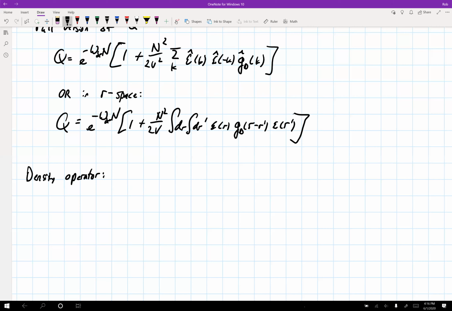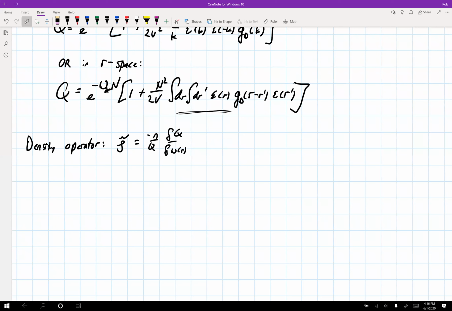Right, this thing comes out to be like our rho tilde. This is minus n over Q, del Q del w of r. It's going to have two contributions to it because w of r is going to have the homogeneous mean field contribution that gives you the average density. And then it's also going to have the fluctuation contribution that comes from this term that's up here. But in the end, what you end up with is rho tilde of r.